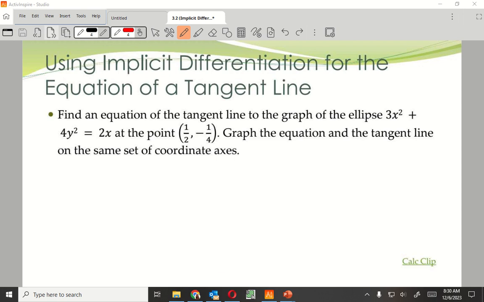Using implicit differentiation for the equation of a tangent line. Find the equation of a tangent line to the ellipse. What's an ellipse? An oval. Yeah, it's an oval. 3x squared plus 4y squared is equal to 2x at that point, and graph the equation and the tangent line on the same set of coordinate axes. Now, let's go back to what this actually is. What is the derivative actually giving me? The slope of the tangent, right? The derivative is just giving me the slope of the tangent.